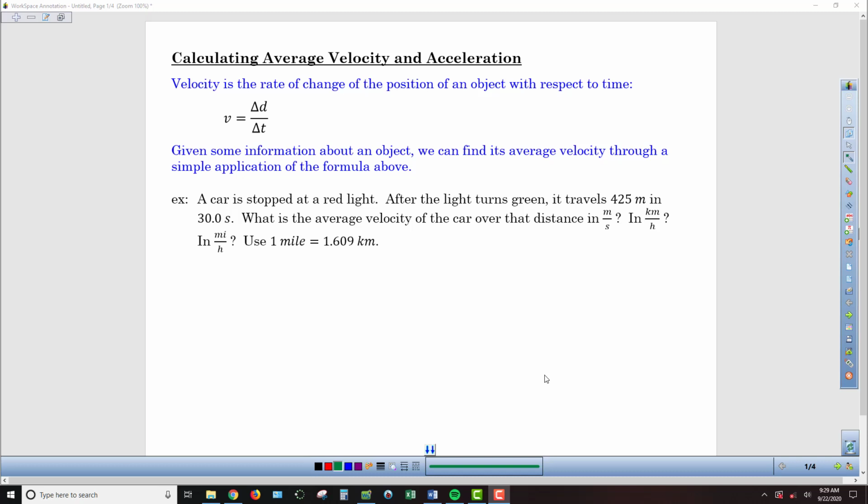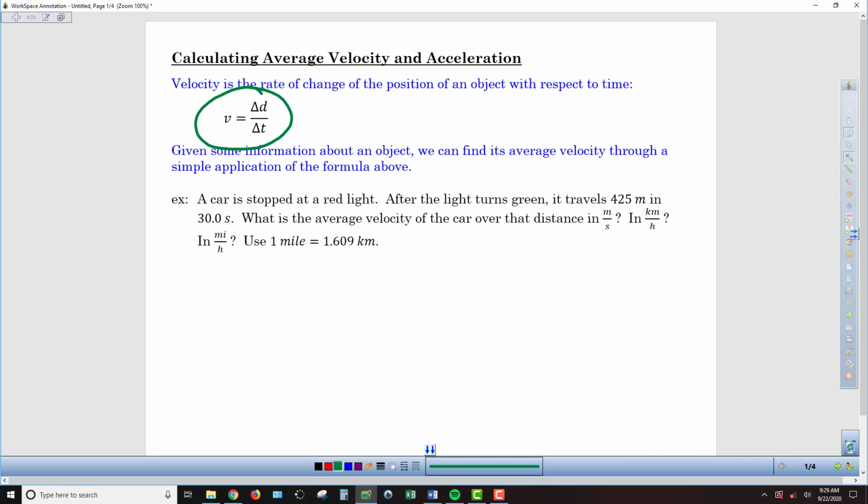The velocity of an object is defined as the change of that object's position with respect to time. So we have a simple equation here: the average velocity of an object is just going to be delta d, the change in distance, divided by delta t, the change in time. And in the example in front of us, we have a pretty straightforward circumstance.